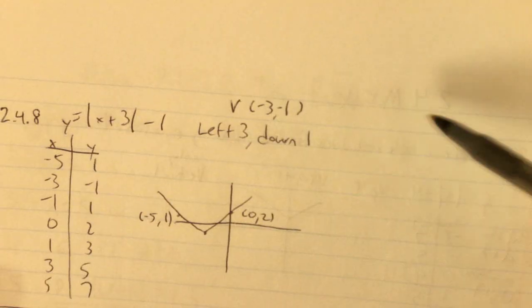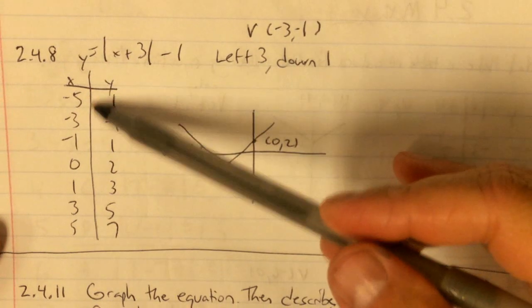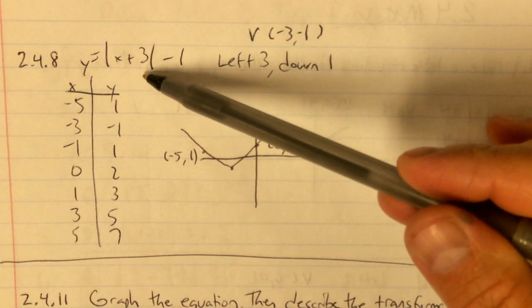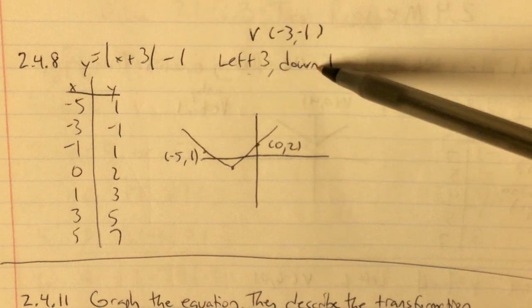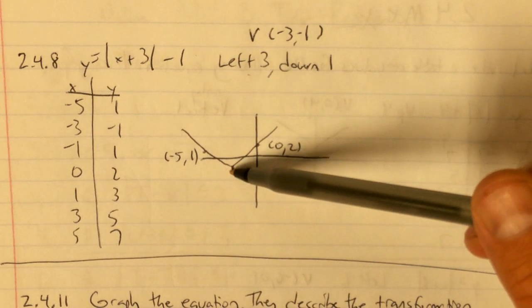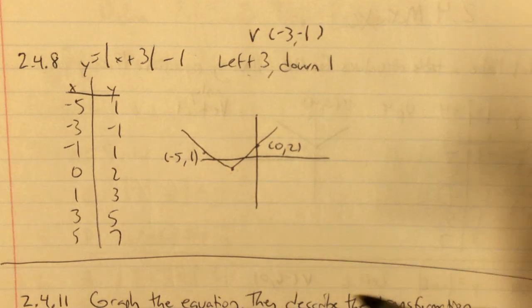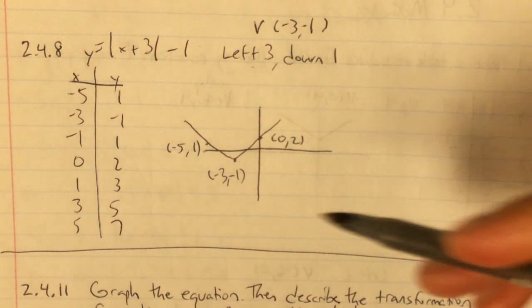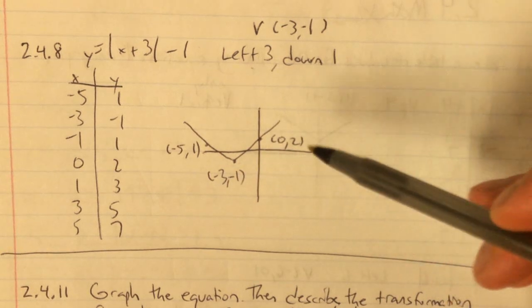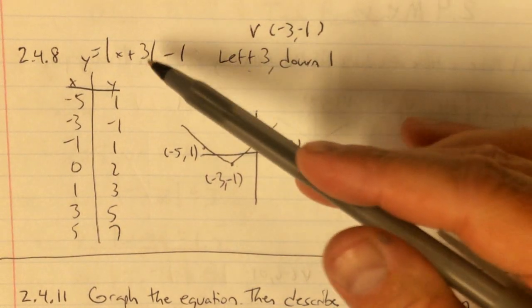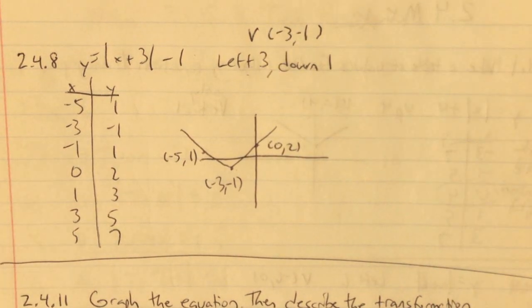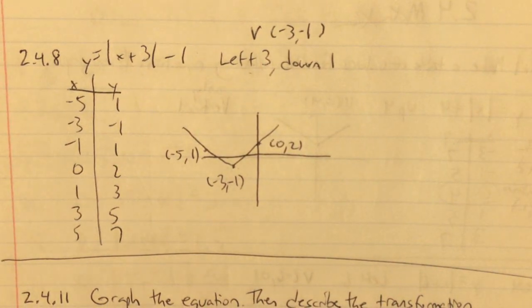All right. Then this was another one just simply about the table and the graph. It said absolute value x plus 3 minus 1, so that's left 3 down 1, and that's your vertex. And so change your sign. So this was a plus, so it doesn't go right, it really goes left. Okay, that's a lot of the same type problem.